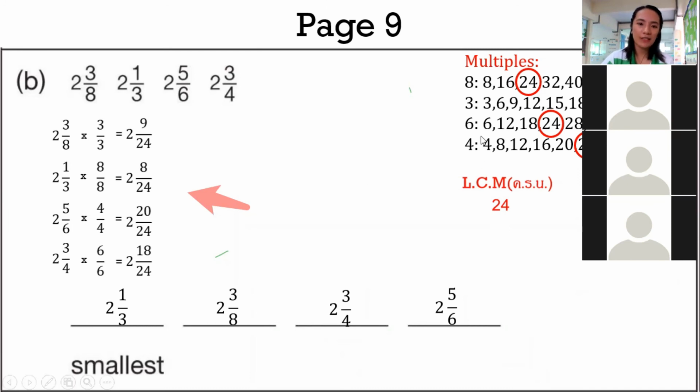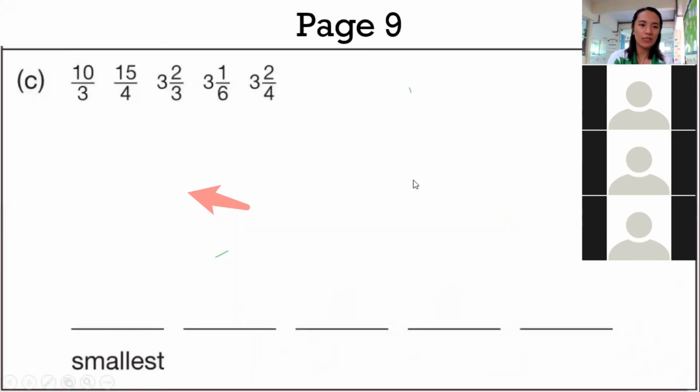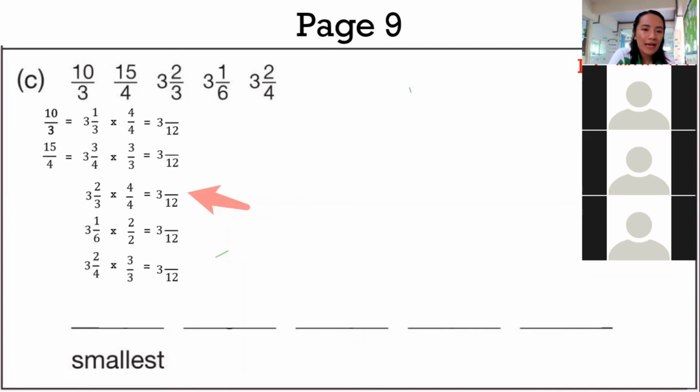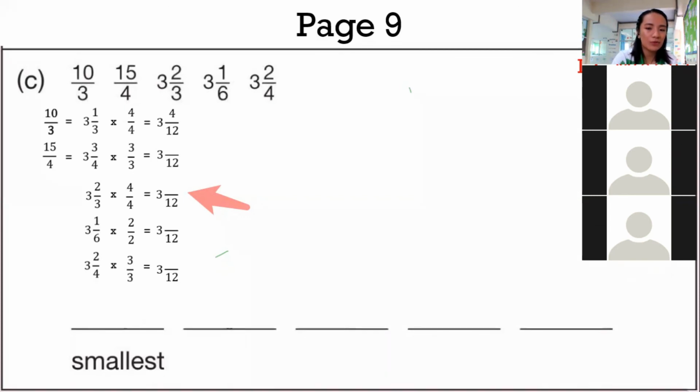Okay, let's move on to the last part of the activity. We have letter C. 10 over 3, 15 over 4, 3 and 2 over 3, 3 and 1 over 6, and 3 and 2 over 4. So first again, we have the LCM here, which is 12. So as we can see in the screen, we have the answers. So the question is 1 times 4 equals, what's the answer? 1 times 4 is equal to 4. Very good. Next, 3 times 3.